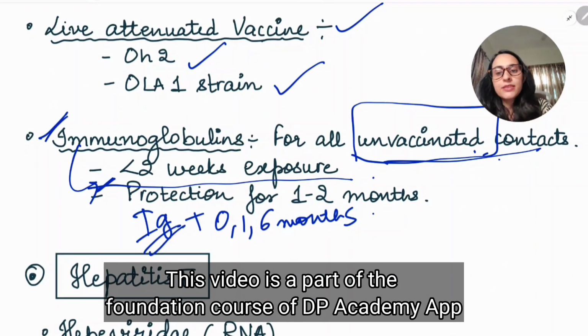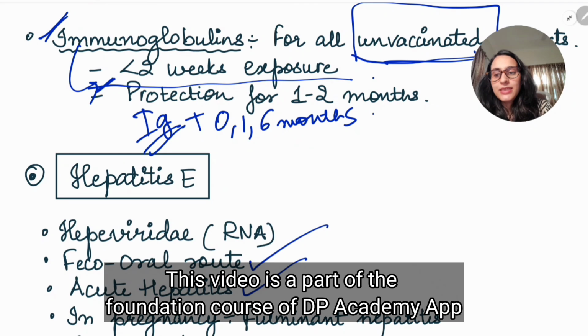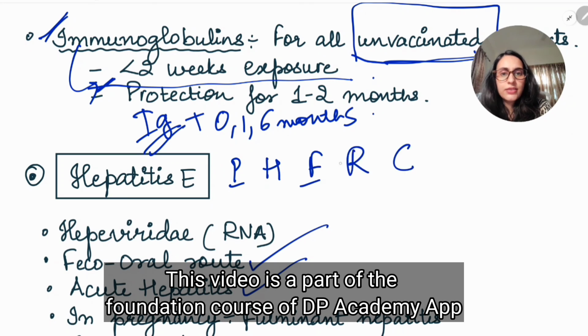Then we talk about hepatitis E. Hepatitis E is similar to hepatitis A. It is going to cause acute hepatitis. The route is oral route. And if you remember hepatitis A, B, C, D, E: private hospitals favors rich clients.